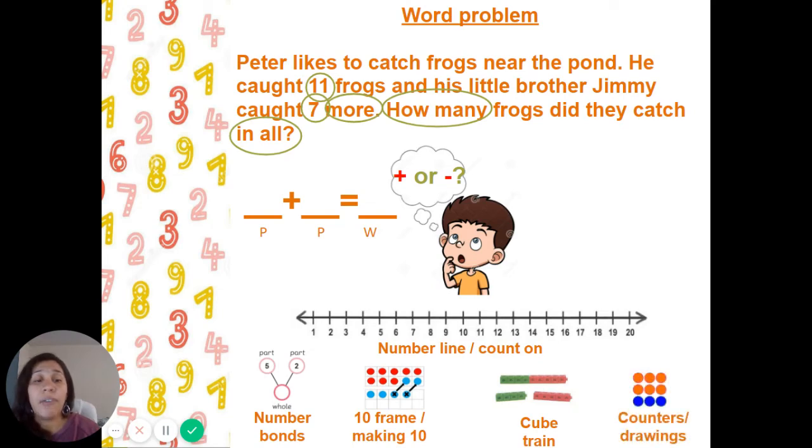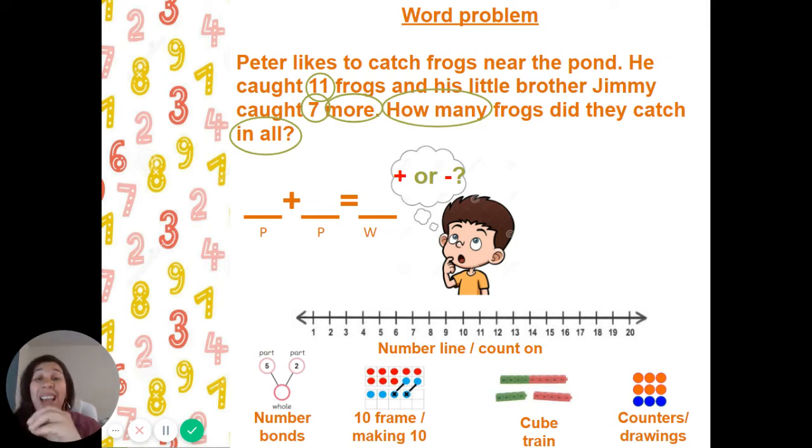Okay? And finally, we have the counters or just drawings. What are counters? We have these little chips in 2 different colors that you make 2 different groups, one with 11, one with 7, in 2 different colors, and you put them together and count again. I know a lot of people don't have this at home, but anything can be a counter. You can use paper clips, you can use erasers, you can use beans, anything. Anything can be a counter, okay?